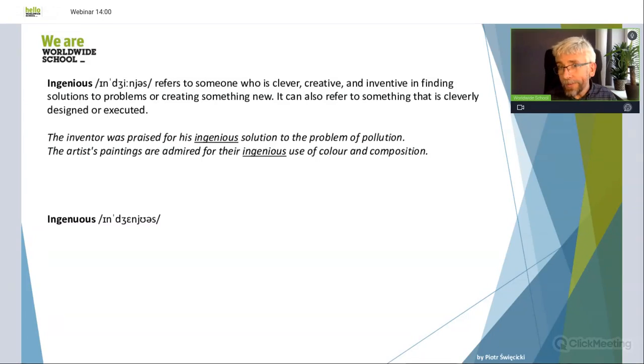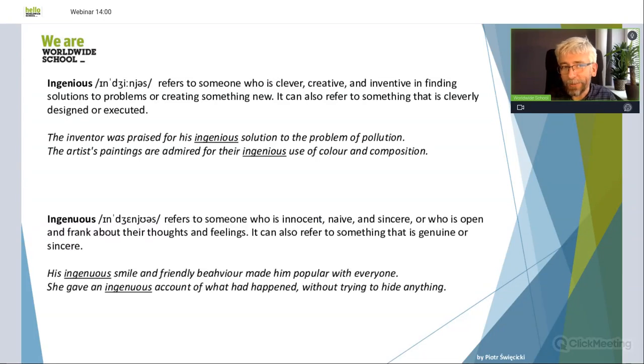And ingenuous, that's going to be a big surprise for you, refers to someone who is innocent, naive, or sincere, or who is open and frank about their thoughts or feelings. It can also refer to something that is genuine or sincere. His ingenuous smile and friendly behavior made him popular with everyone. She gave an ingenuous account of what had happened without trying to hide anything. So what's the translation here? Prostoduszny versus genialny, right? Ingenious versus ingenuous.